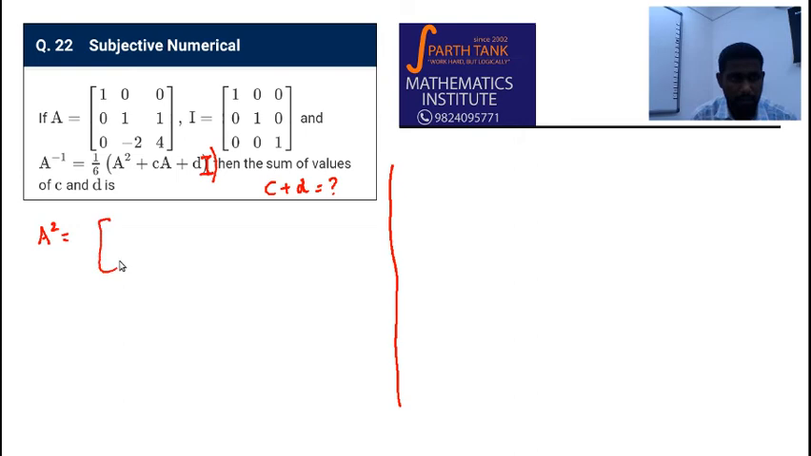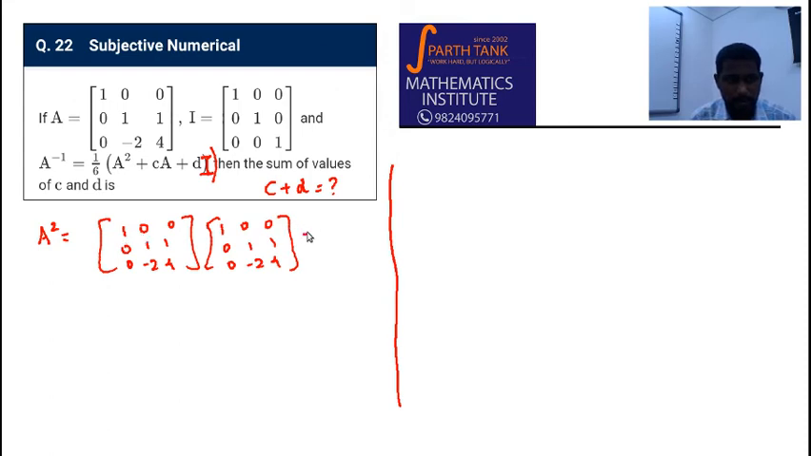A squared would be 1 0 0, 0 1 1, 0 minus 2 4 times 1 0 0, 0 1 1, 0 minus 2 4. All I am telling you is just find the first element, 1 times 1. So that will be 1. And all the elements you can evaluate. This would turn out to be 0 0 0 0 and some other numbers here. We will not bother about all those elements. All we need is this one element.